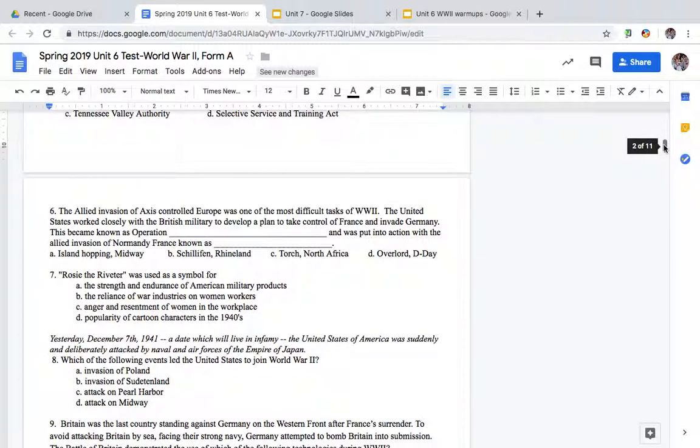Number 6. The Allied invasion of Axis-controlled Europe was one of the most difficult tasks of World War II. The United States worked closely with the British military to develop a plan to take control of France and invade Germany. This became known as Operation Blank and was put into action with the Allied invasion of Normandy, France, known as Blank. Is it A.